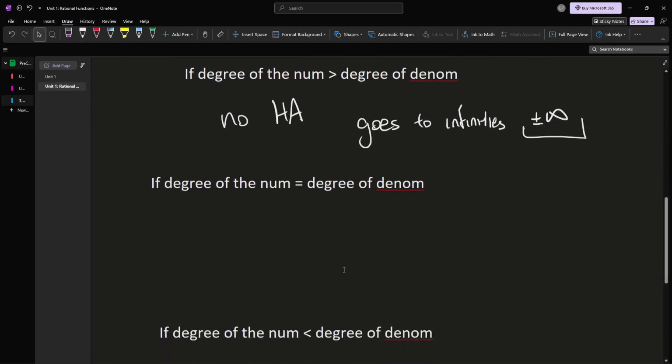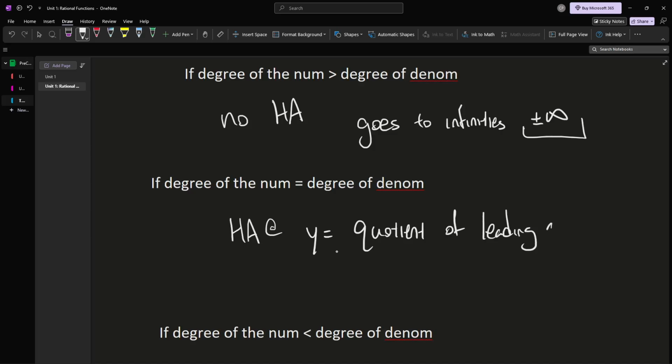Next up, if the degree of the numerator is equal to the degree of the denominator, your horizontal asymptote is at y equals the quotient of leading coefficients. There's a lot of math terms here. What I mean is if you had like negative 4x to the fourth plus whatever you need, and 3x to the fourth plus something else, and these are leading terms, you have a horizontal asymptote at y equals negative 4 divided by 3. Because the leading coefficients are negative 4 and positive 3, and this is my horizontal asymptote.